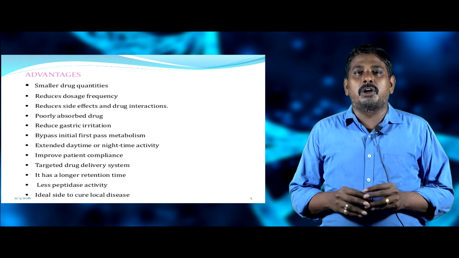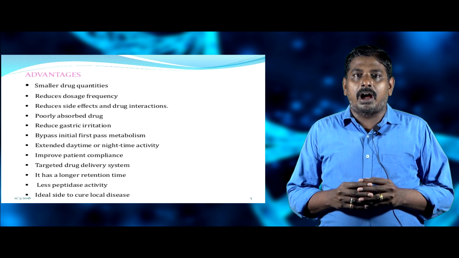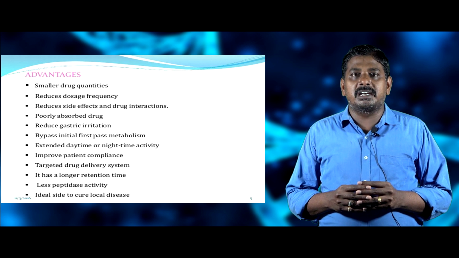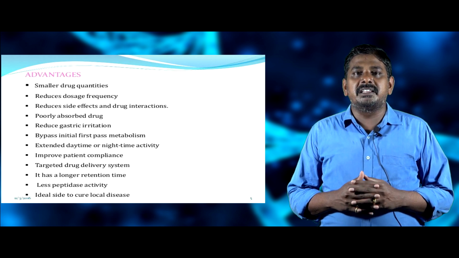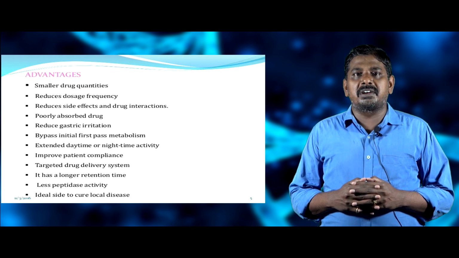It has low environmental hostility and less peptidase activity, so peptides, oral vaccines, insulin and growth hormones can be given through this route. So now we discuss some important points of the advantages of colon targeted drug delivery system. In this system, smaller drug quantities.